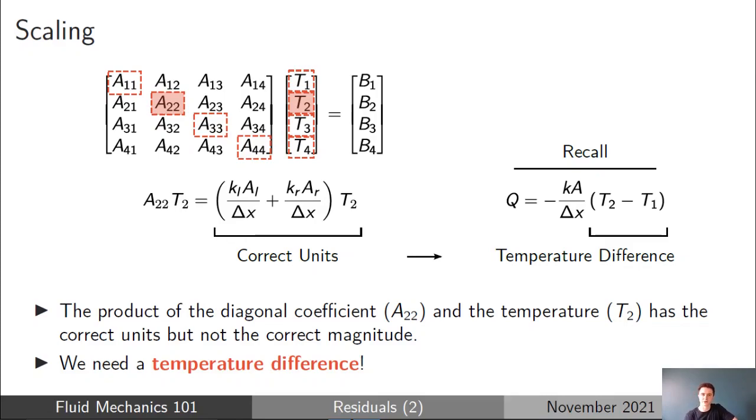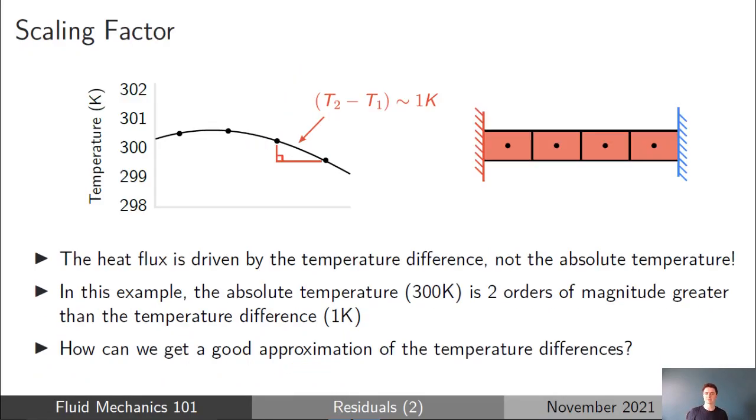But as most of you will notice, we can't just take the diagonal coefficient A22 and multiply it by T2, because what we need is a temperature difference. We're so close. We need a T2 minus a T1, or minus some temperature difference. So we've almost got a representative heat flux by taking that diagonal coefficient, but we're not quite there yet. We need a temperature difference. And why is this important?